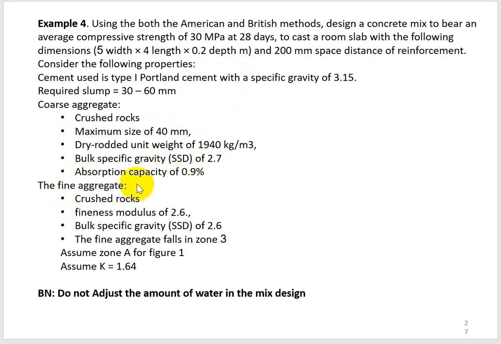For the fine, it's a crush rock as well. It's a fineness modulus 2.6, bulk specific gravity is 2.6, and the fine aggregate falls in zone 3. Also assume zone A for figure 1, that's for the British method, and assume K is 1.64. And note, please do not adjust the amount of water in the mix design. So these are the main information that we are going to use to do the mix design using both the American and British method.